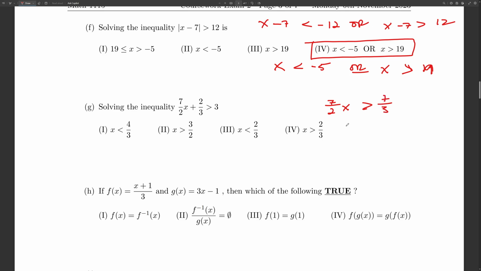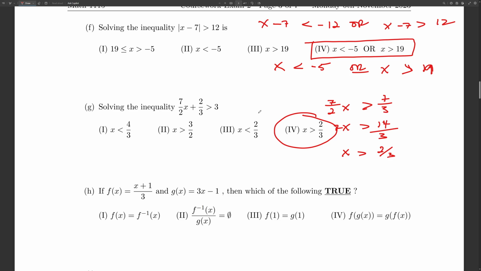So I can multiply by 2 here. Let's go ahead and do it. Multiply both sides by 2. I'll get 7x is greater than 14. Oops, 14 upon 3. Now divide both sides by 7. I'll get x is greater than 14 upon 3 multiplied by 1 upon 7, which is 2 upon 3. So my answer here is B.